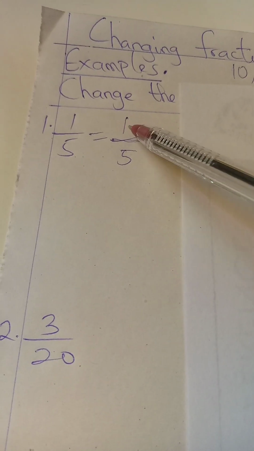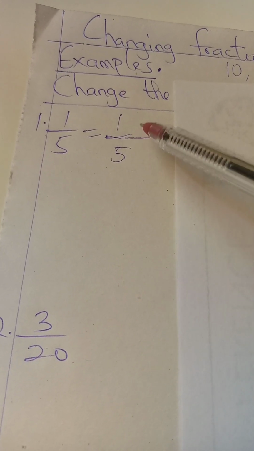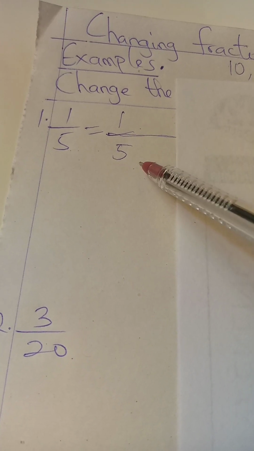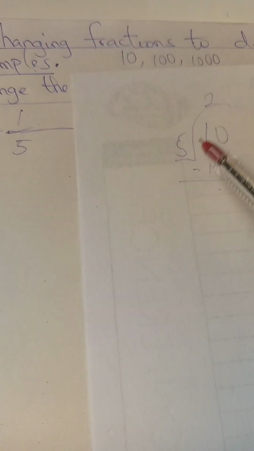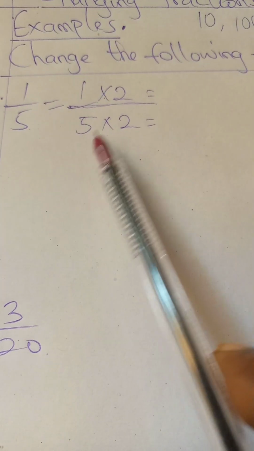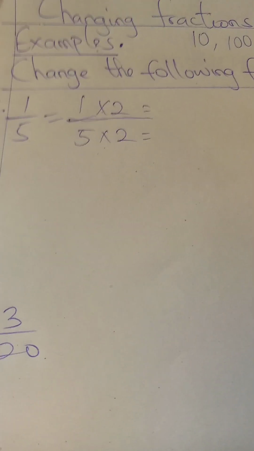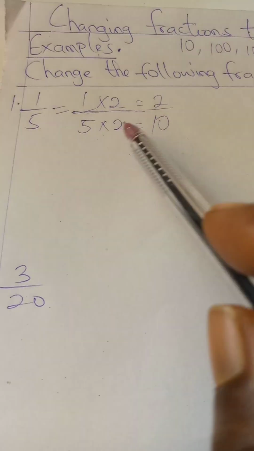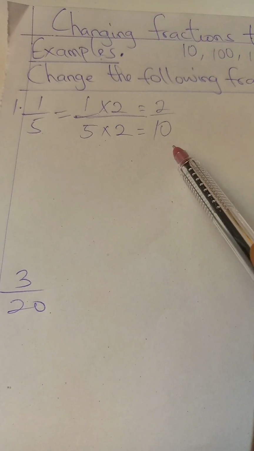So I'll write my question out, 1 over 5. I'll now multiply the numerator and the denominator with the 2 that I've gotten as my answer here. And here we are, 1 multiplied by 2 equals 2, 5 times 2 equals 10. By doing this, I've made my denominator to become 10.